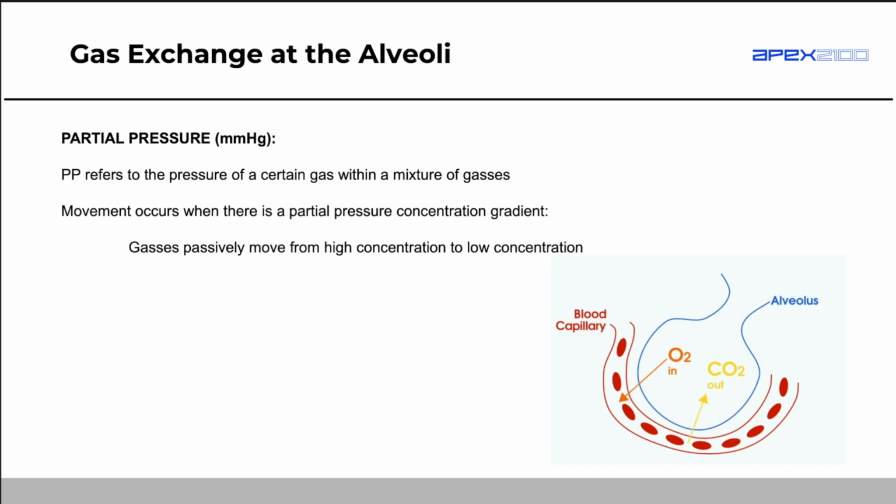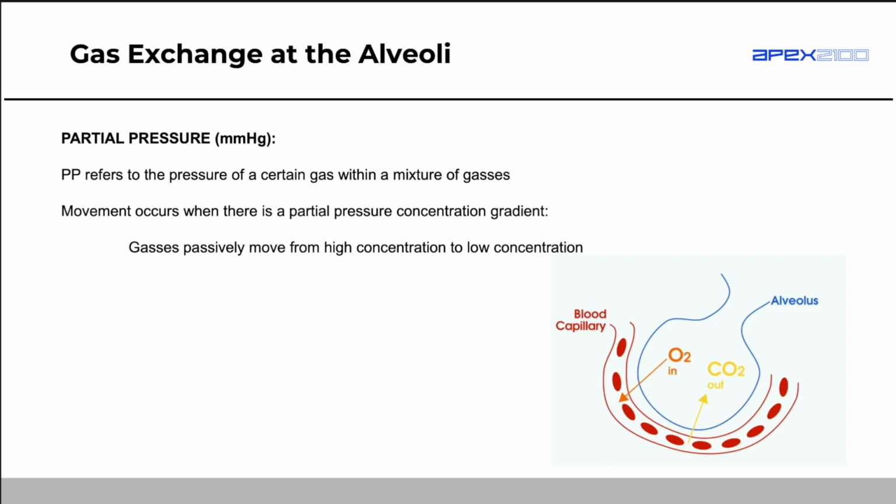It's actually only about 21% oxygen, and it's made up of other gases. So partial pressure is how much of a certain gas is within that mixture of gases. So for movement to occur, for diffusion to take place, there's a gradient. There's got to be a gradient in this partial pressure. And just like air moves from high pressure to low pressure, gases also move from high concentration to low concentration.